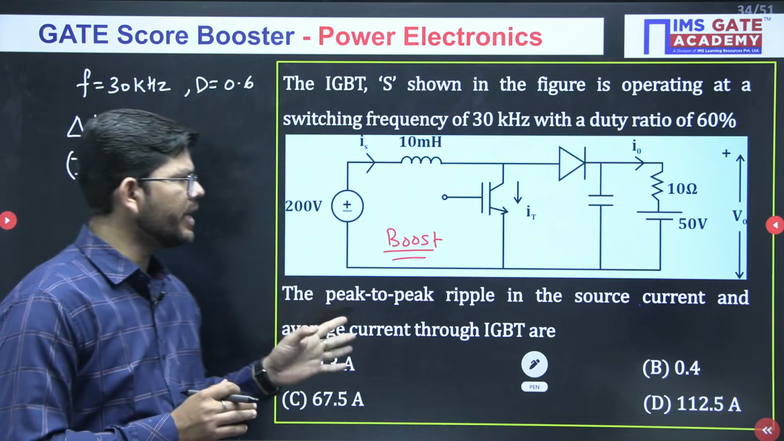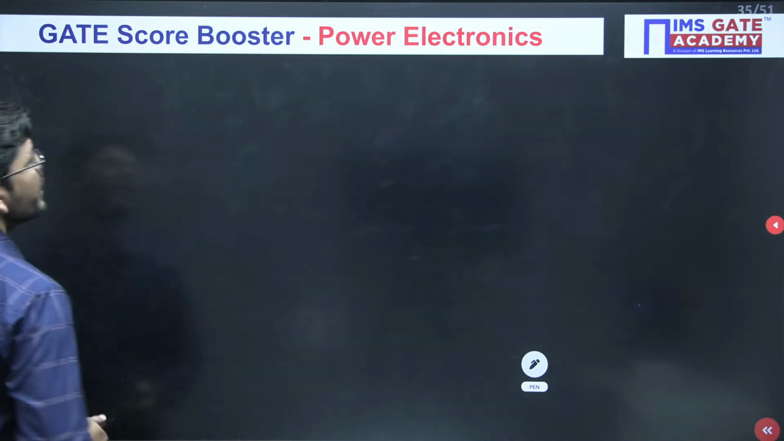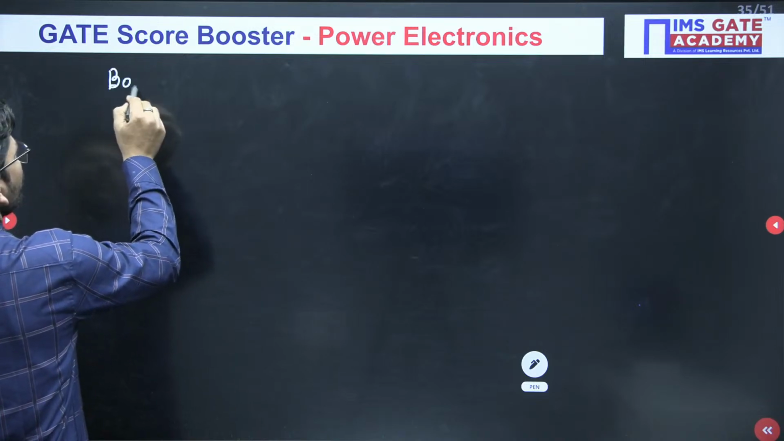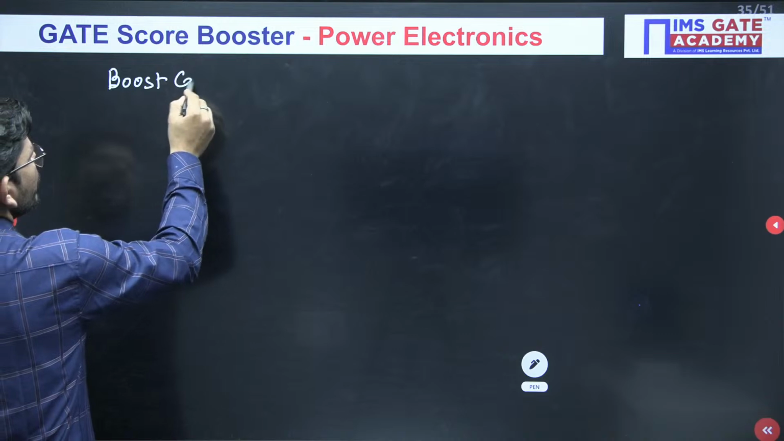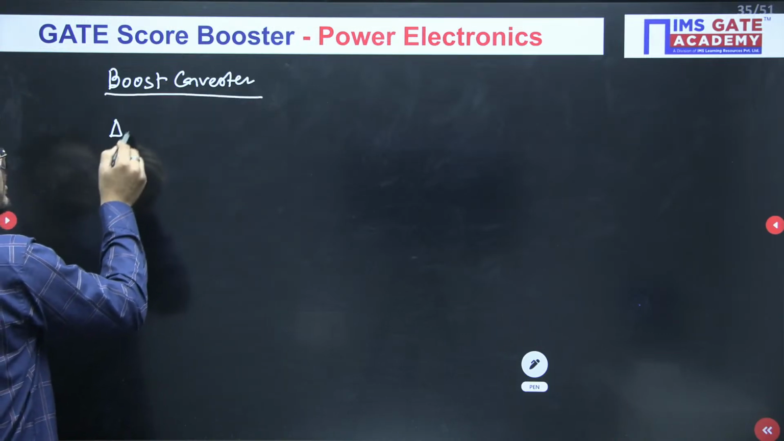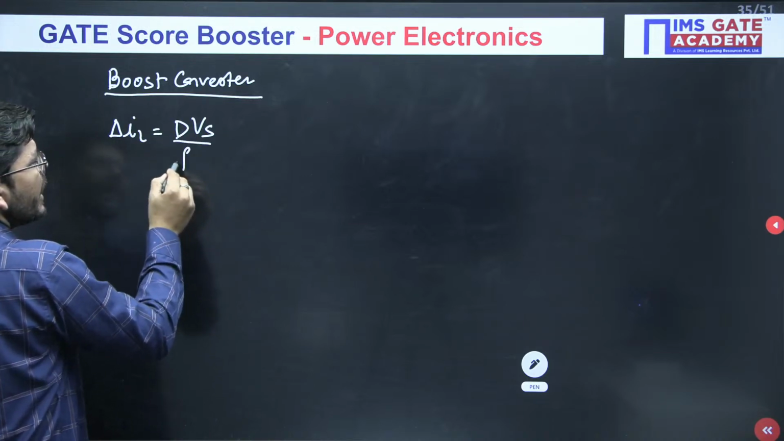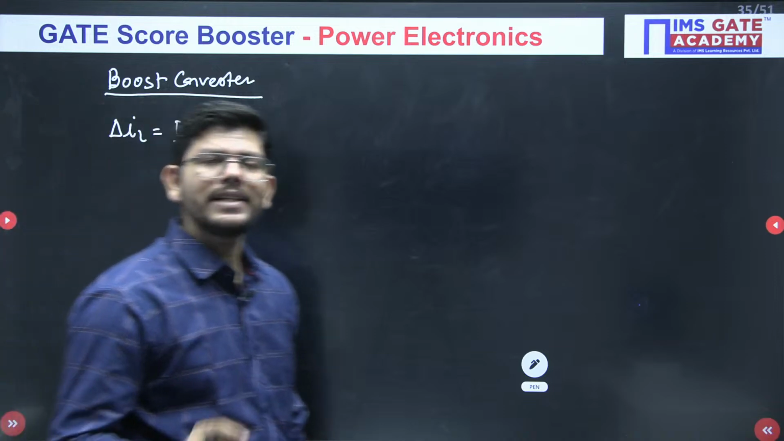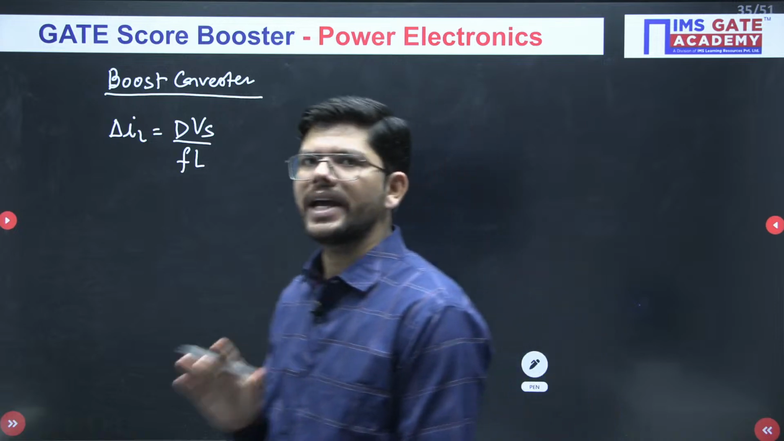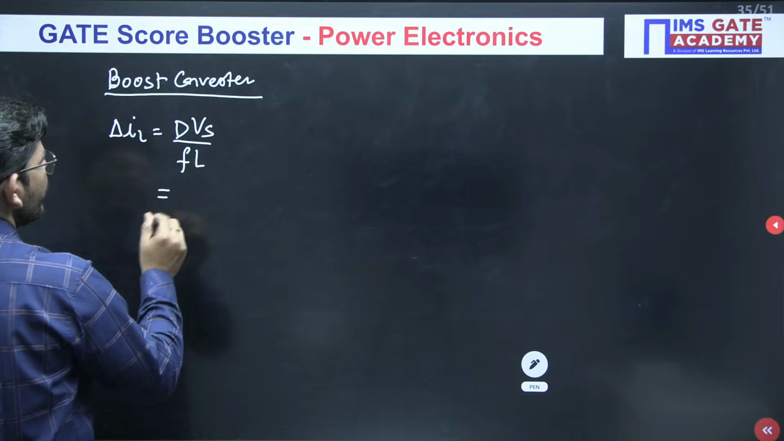We have to calculate the peak to peak ripple in the source current, meaning peak to peak current, delta IL. Okay. So for boost converter, or even for buck boost converter, you will be having the same formula for peak to peak current, and the formula is dVs over F into L. This formula is equally applicable for buck boost converter as well. dVs upon FL. Okay. Now through this you can calculate the required values.